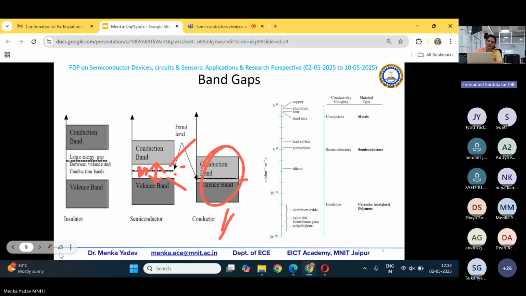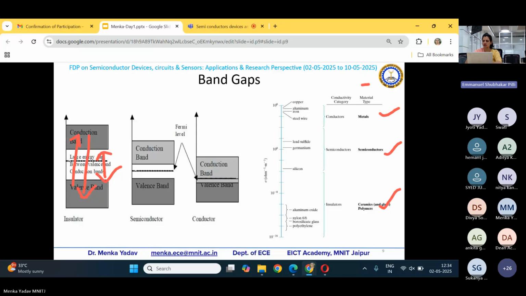For insulators, you can see that there is a very large band gap, and this very large band gap does not allow any transition from the valence band to the conduction band and vice versa. So if no transition of the electrons is possible, it means they are not able to conduct current. That's the thing. So in this left-hand side diagram, metals, semiconductors, and insulators, the different categories with examples and their conductivity are listed over here.